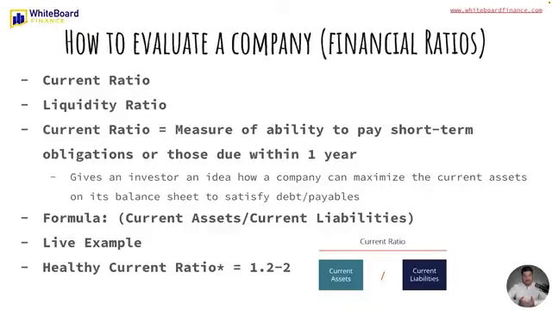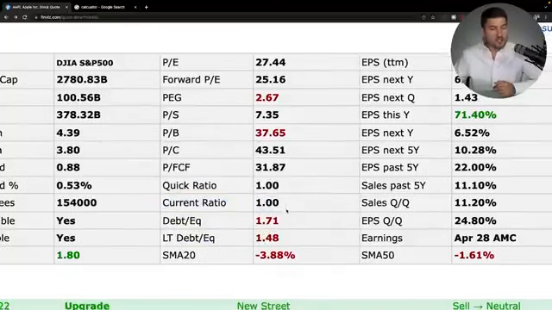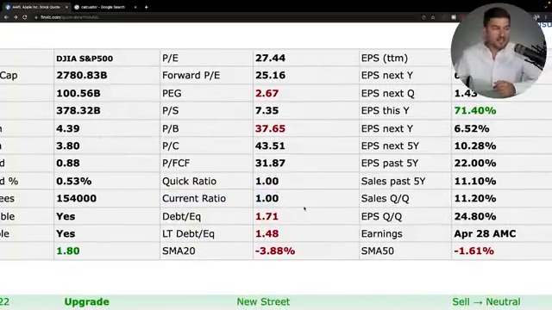So this formula, again, is very simple. It's just current assets divided by current liabilities, and we're looking for a healthy current ratio of at least 1.2 to 2. Again, there's a little asterisk right there, which you get the picture already. So let's go into Finviz and try and figure out Apple's current assets divided by their current liabilities. So we can see in Finviz, the current ratio is coming in at 1.0. So that's why it's black. It's not super unhealthy, but it's not measuring up to our 1.2 to 2.